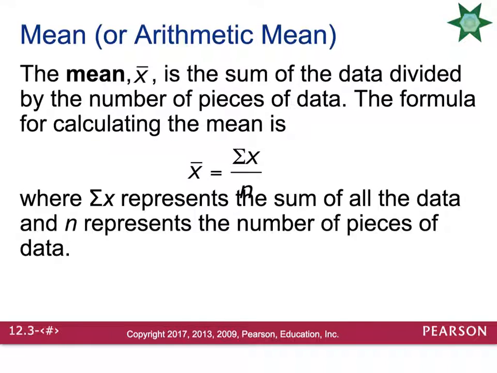The mean, which is also referred to as X bar, is the sum of the data divided by the number of pieces of data. So the formula for calculating that, they use the Greek letter sigma. Sigma means to add up all the data points, and then divide by n, where n is the number of points that was in your data, and then they set this equal to the mean, which they call X bar. I personally don't care if you use that notation, but that is the notation the book is going to use. So if you see that, they are trying to show you the average.